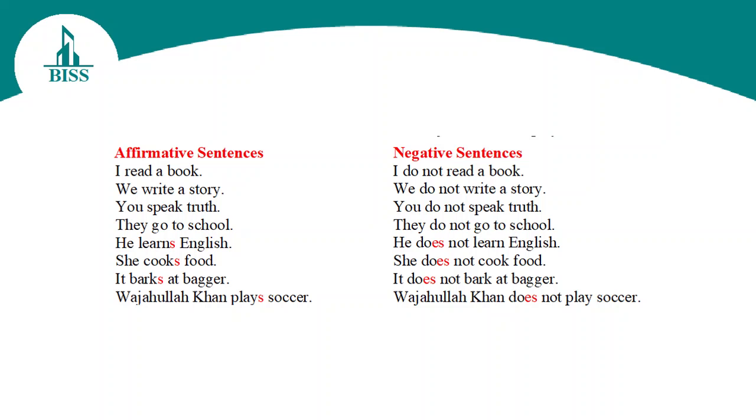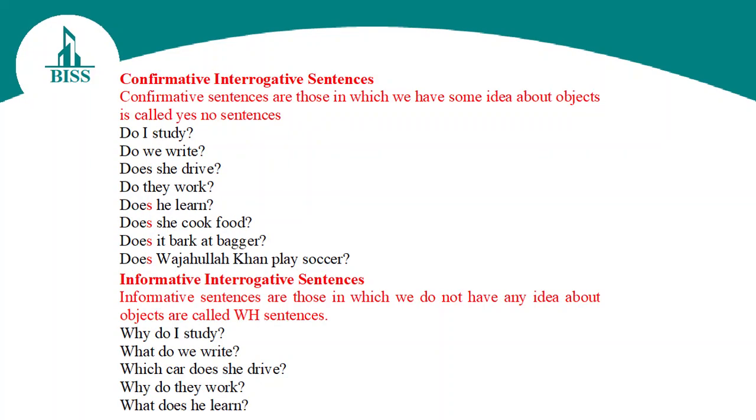Negative sentences. I do not read a book. We do not write a story. You do not speak truth. They do not go to school. He does not learn English. She does not cook food. It does not bark at Bagger. Wajahullah Khan does not play soccer.